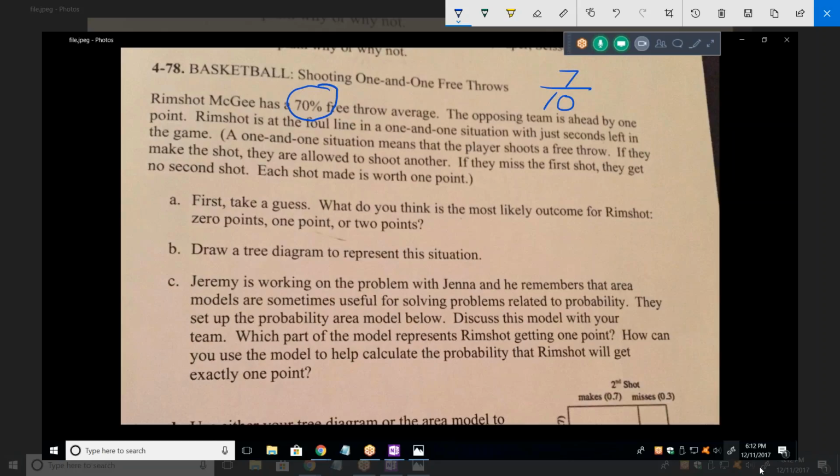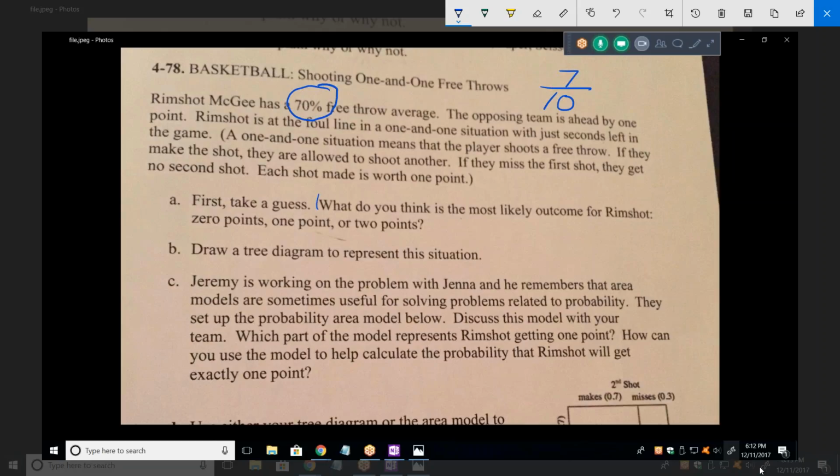Hold on. The opposing team is ahead by 1 point. She's at the foul line in a one-on-one situation with just seconds left in the game. A one-on-one situation means the player shoots a free throw. If they make the shot, they're allowed to shoot another. If they miss the first shot, they get no second shot. Each shot is worth 1 point. So it says first take a guess, but it hasn't asked a question. So let's see what the question is. What do you think is the most likely outcome for her shots? 0 points, 1 point, or 2 points?